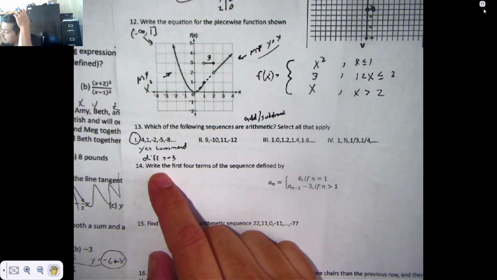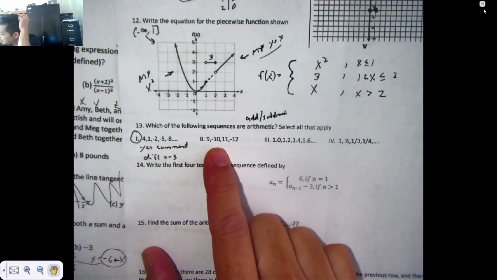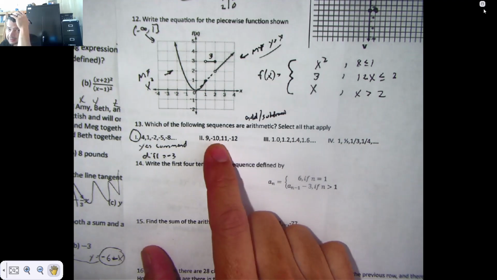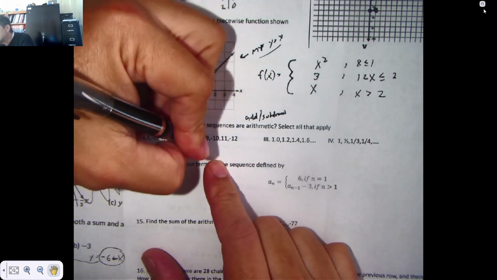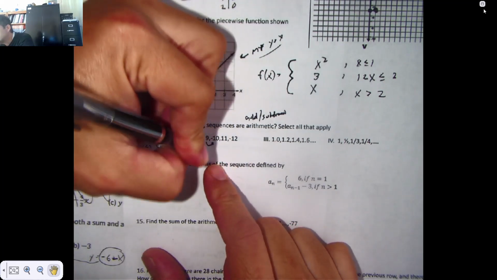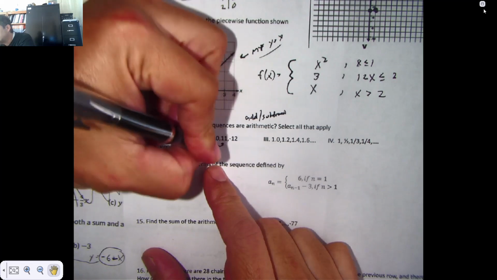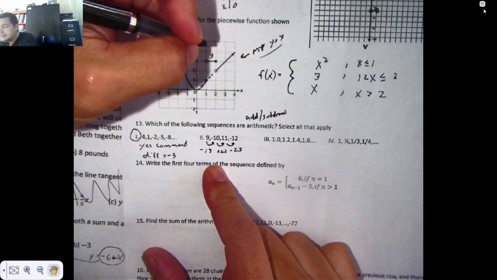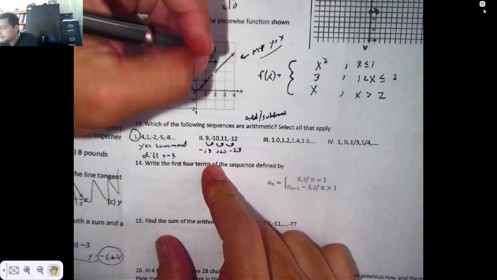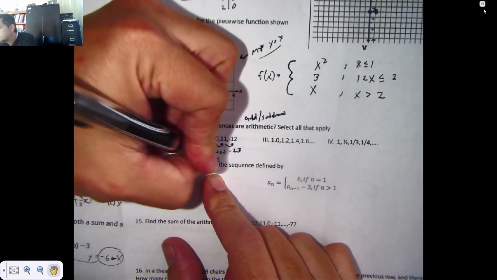We're subtracting 3 constantly. This one does something funky. It loses 19, gains 21, loses 23. So from here to here, we lose 19, and then we gain 21, and then we lose 23. There is a pattern, but it's not arithmetic. There's no common difference.